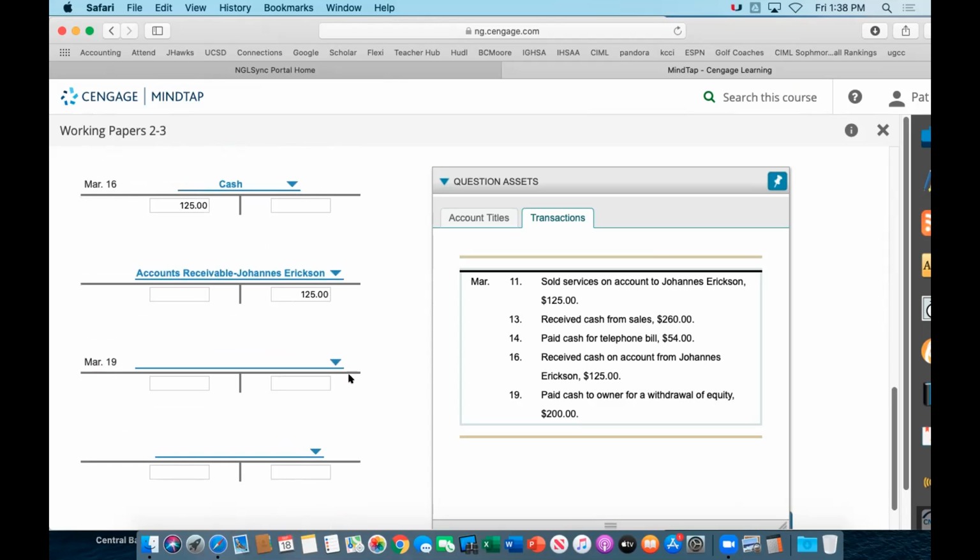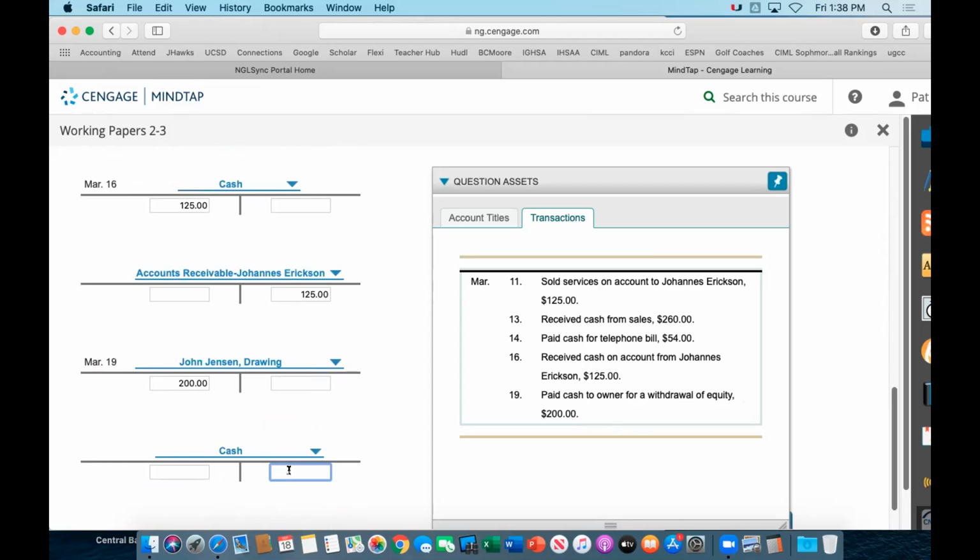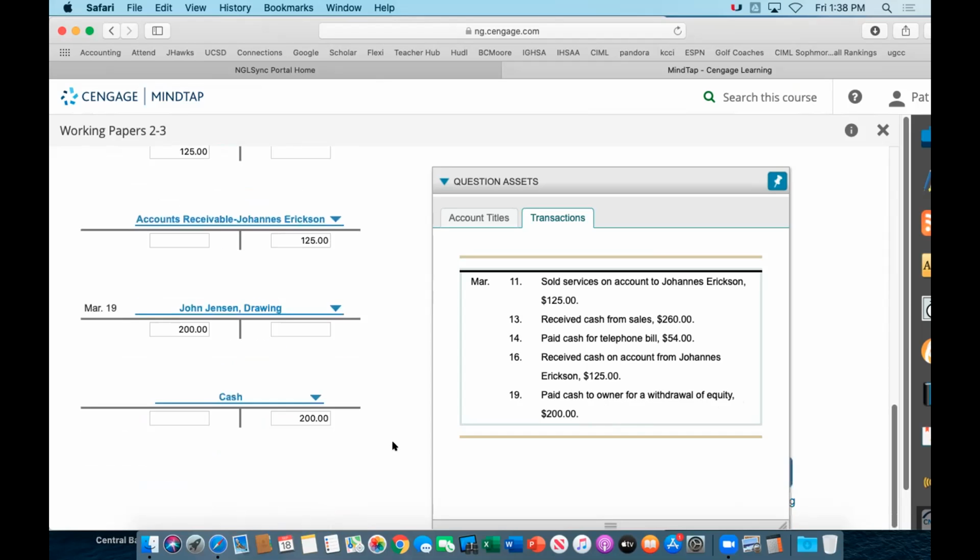And then the 19th is the last transaction. Paid cash loan for personal use is the same thing as paid cash to the owner for withdrawal of equity, or withdrew equity for cash. That is the drawing account. So the owner's just taking cash out because he's got a weekend and he needs some money. All right, then.